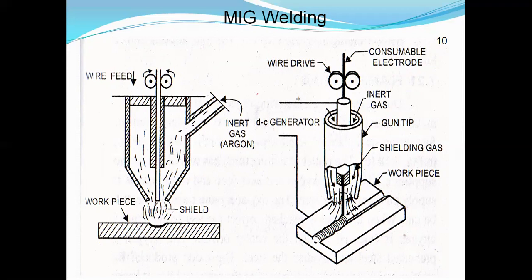It is a similar method compared to TIG welding, but in that the tungsten material is not consumable, whereas in MIG welding, this electrode wire is the consumable electrode wire.